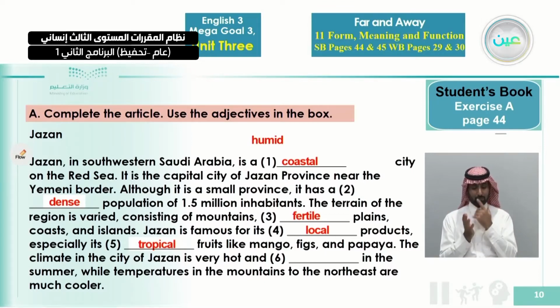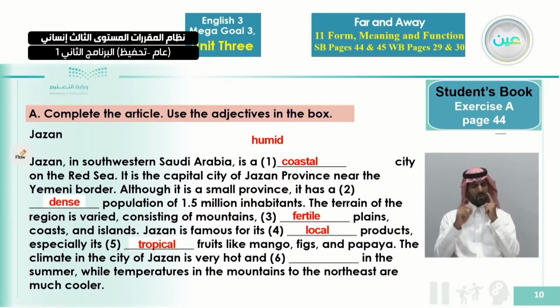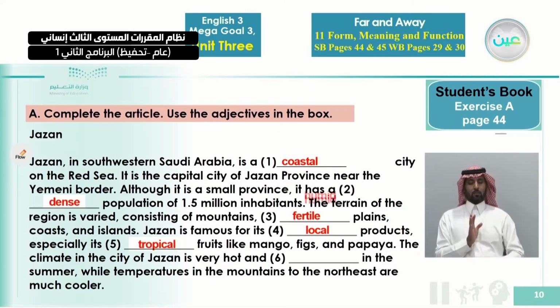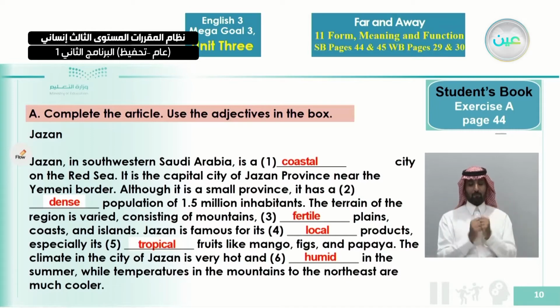The climate in the city of Jazan is very hot. And how can we describe it here? Because as we mentioned a while ago, when we use the adjective following the verb to be, or the auxiliary verb be, we can use the adjective directly after the verb. Humid. So now we talk about very hot. When we talk about the weather in Jazan, we say hot and humid. Humid means a little bit wet in the summer, while temperatures in the mountains to the northwest are much cooler.